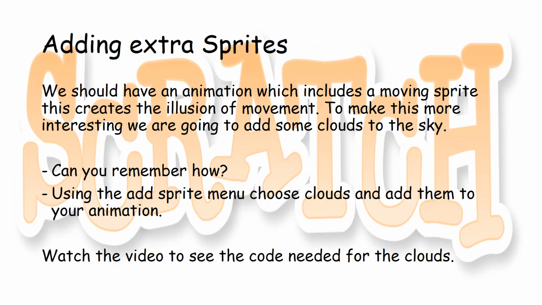Adding extra sprites. We should have an animation which includes a moving sprite. This will create the illusion of movement. To make this more interesting, we're going to add some clouds to the sky. Can you remember how? Using the Add Sprite menu, choose clouds and add them to your animation. Watch the video to see the code needed for clouds.